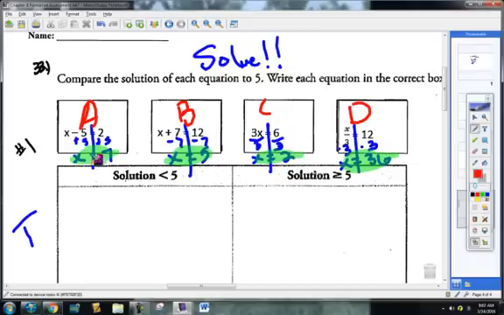Is that solution going to be less than 5, or is 7 less than 5 or greater than or equal to 5? So that's going to be x minus 5 equals 2. That's the first one, or you could put A or something like that. Okay? For letter B, we know that x equals 5. Okay, so is 5 less than 5? No, 5 is greater than or equal to 5. So that will be x plus 7 equals 12.